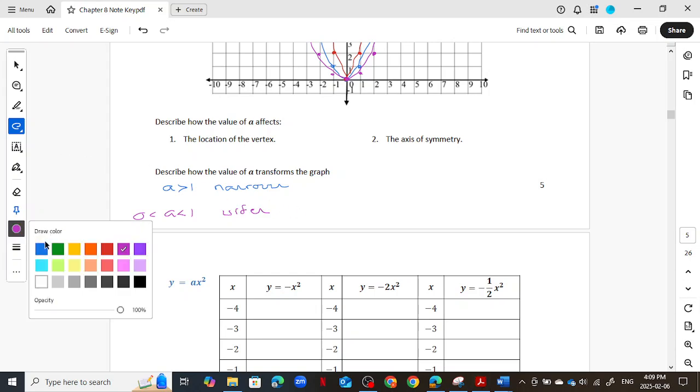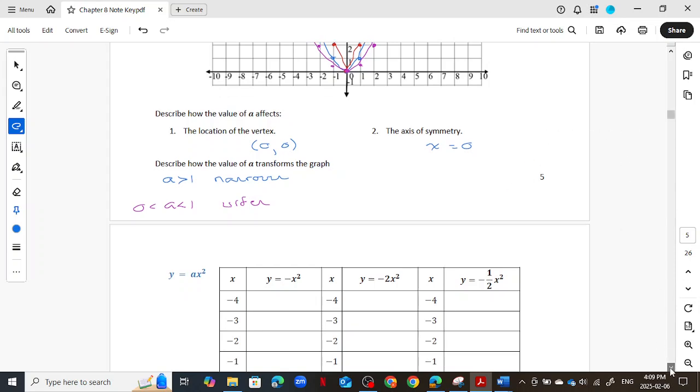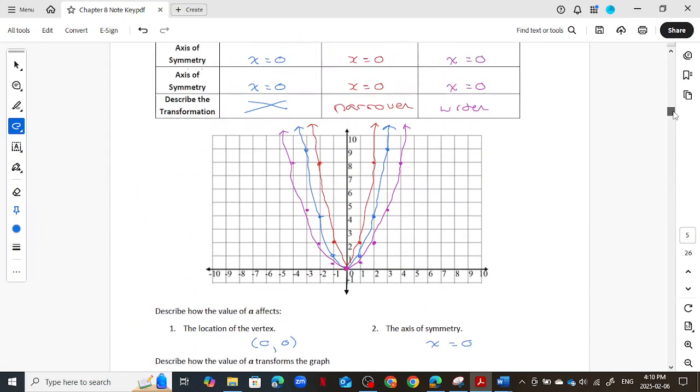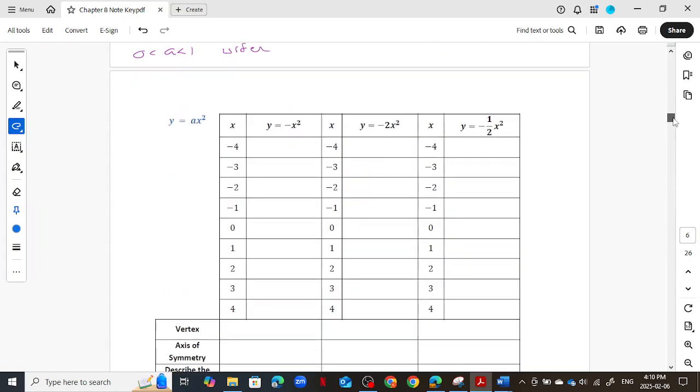Did the value of a affect the location at all of the vertex? Nope, because anything multiplied by 0 just keeps it 0. So it's still 0, 0, which means the axis of symmetry is still x is equal to 0. Awesome. Now there's a second part to this video. We have just looked at these a values that are positive. We put in a positive 2, we put in a positive a half. What if we made the a value negative? What would happen to our graph?